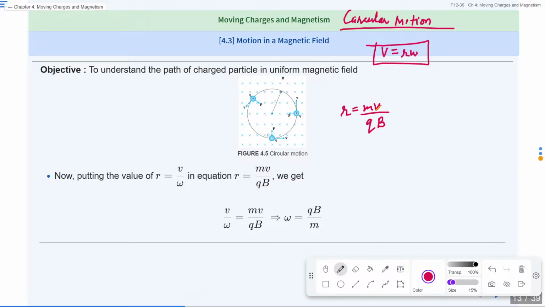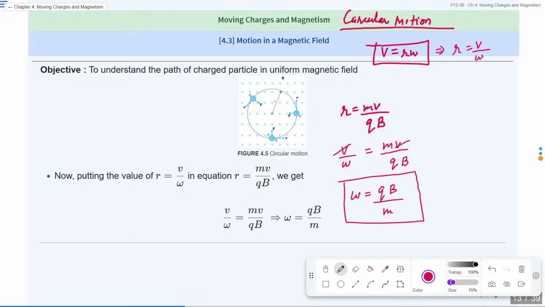So R is equal to mv by qB. From here you can convert R to v by omega. So v by omega equal to mv by qB. From here v and v cancel out, and omega is qB by m. That is the expression for the angular velocity of that charged particle in circular motion.